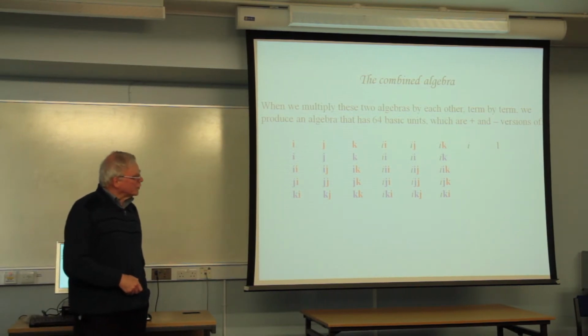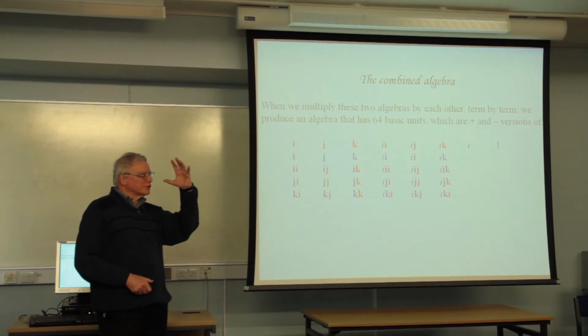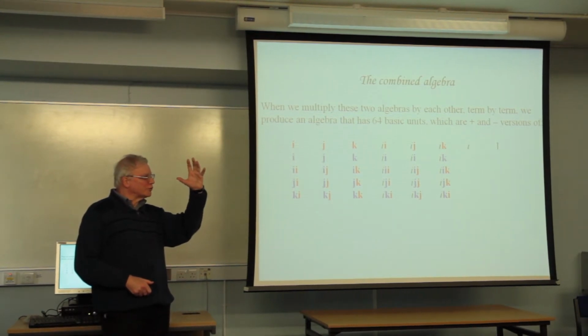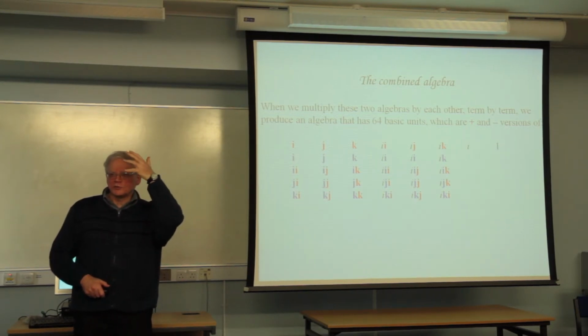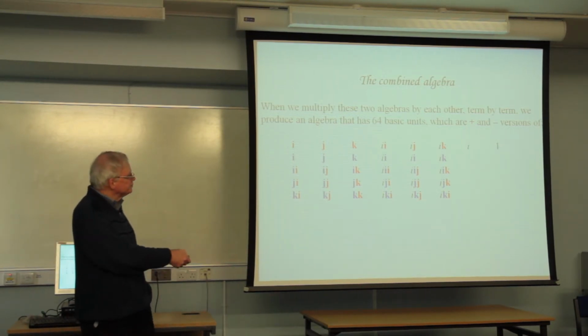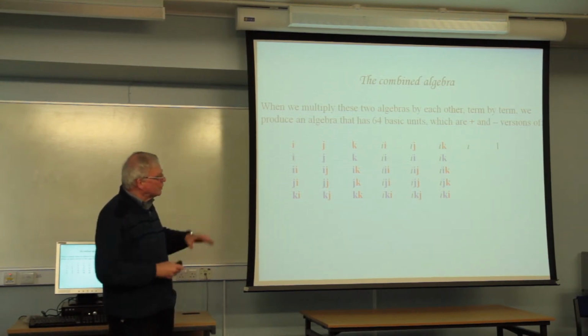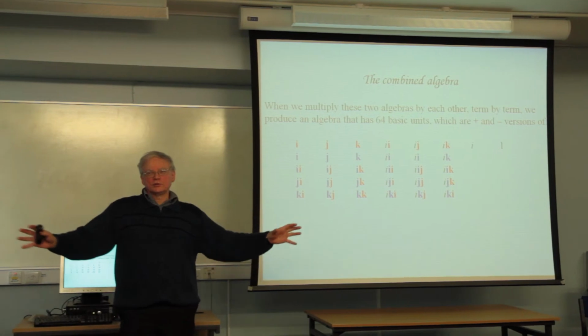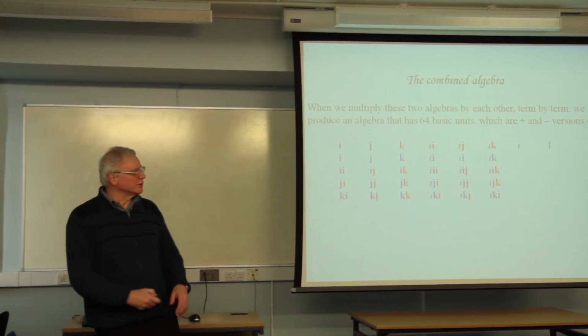And there are 64 units, and 64 immediately rings a few bells. 64, Dirac algebra, Dirac equation. That's where the word 64 comes into an algebra. And so, in effect, this algebra here is an algebra of two independent spatial algebras, two spaces together. That's what it is equivalent to.